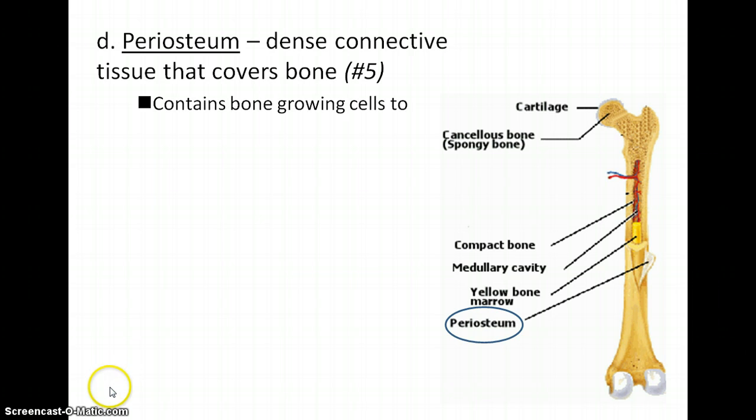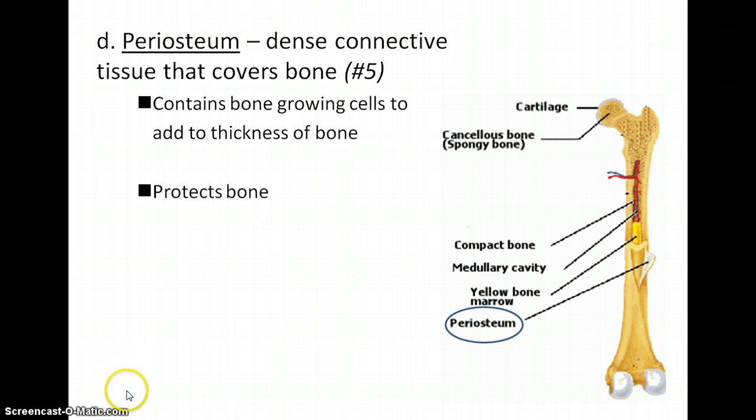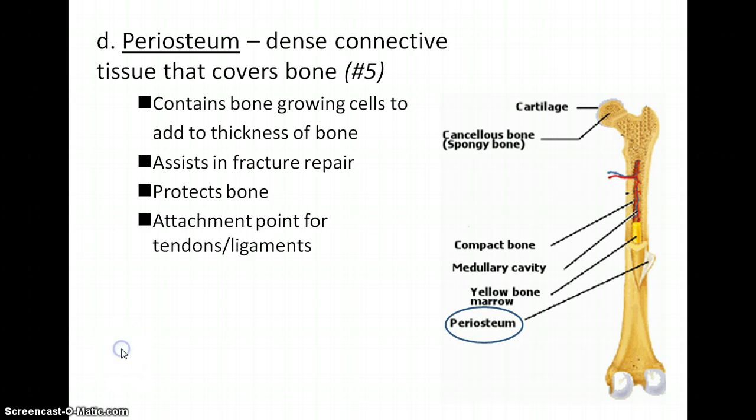The periosteum is going to contain bone-growing cells that add thickness to the bone. So as your bone grows thicker, the cells that create that thickness would be found in the periosteum. The periosteum also protects bone, and it assists in fracture repair. So the periosteum has several functions in the growth and development of the bone.